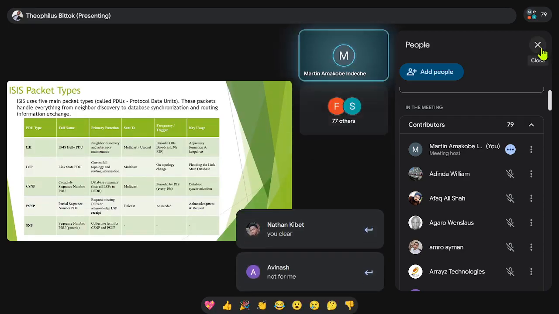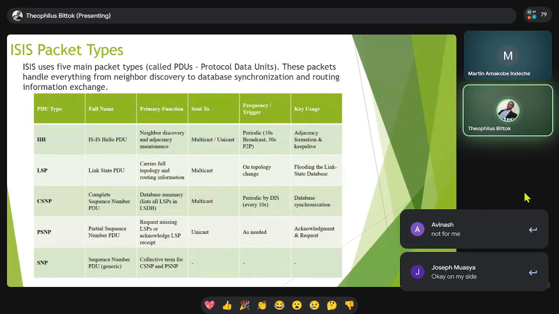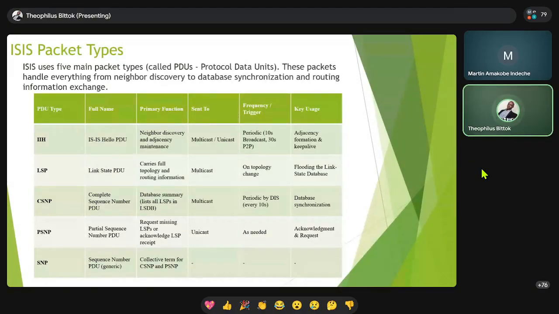Let's proceed. So we proceed to the second packet type, and that is the LSP. This one carries the full topology information. And when I say the full topology information, I mean it's going to carry all the prefixes, all the metrics, and all the neighbors.